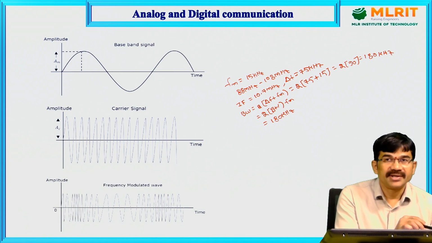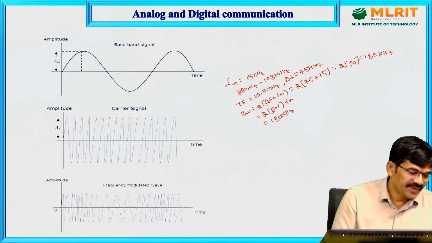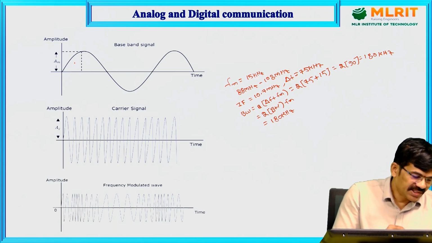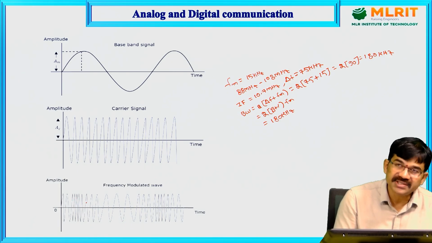See here, whenever the amplitude of the modulating signal is high, the compression is taking place in the modulated signal. The carrier is compressing, meaning a high frequency we are transmitting.